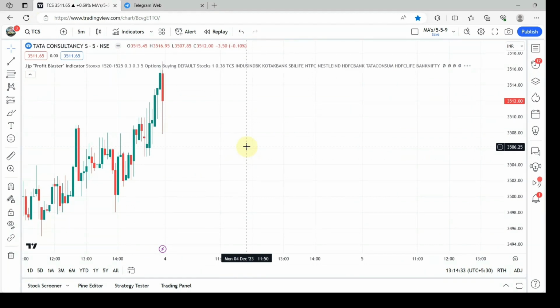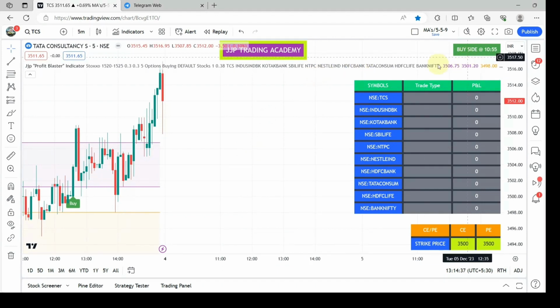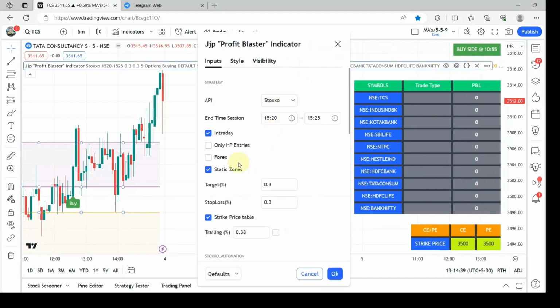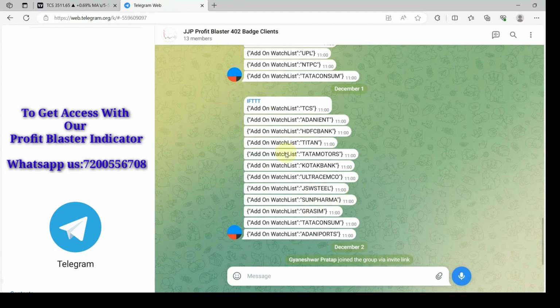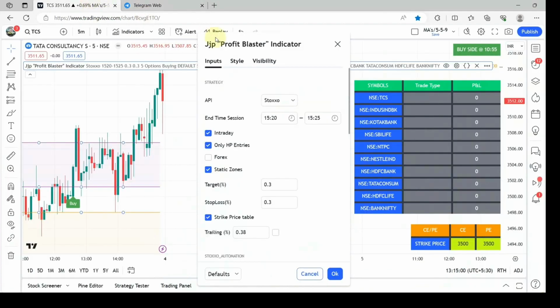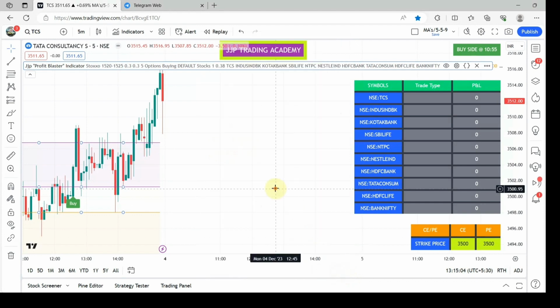The basic setting of our indicator to get all the alerts with a high probable entry: if you click on the settings of our indicator, you will be having only HP entry. I am just enabling this. We are going to take only the HP entries. Even if we are getting 10 or 15 stocks in a Telegram group, we are not going to take all the stocks. We are going to filter it out with only HP entries, and clicking on OK.